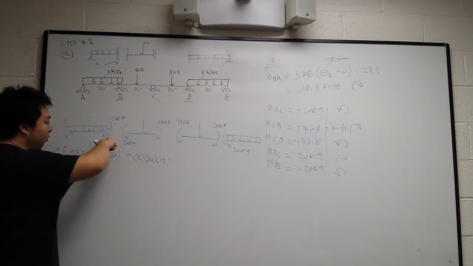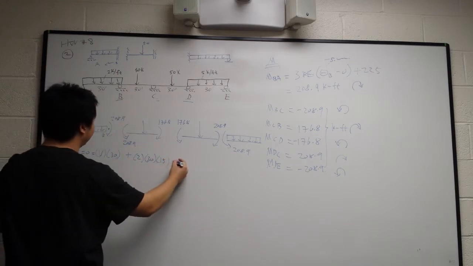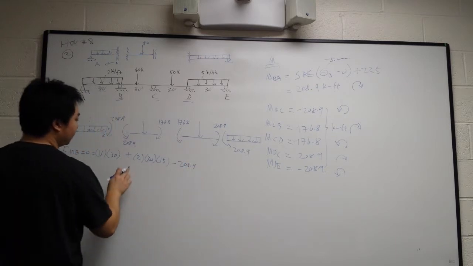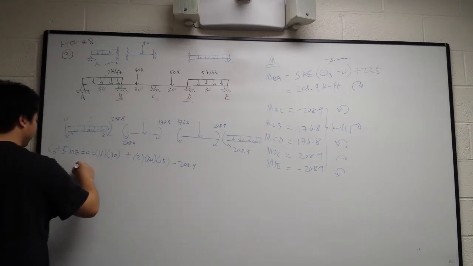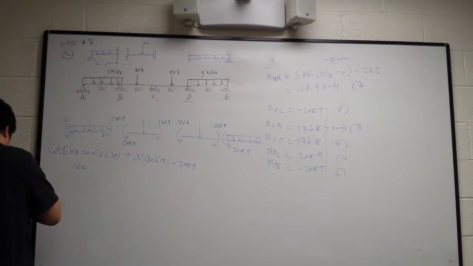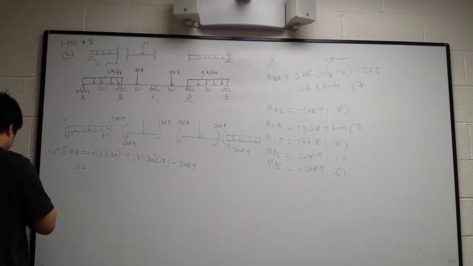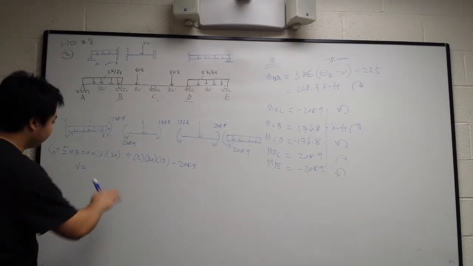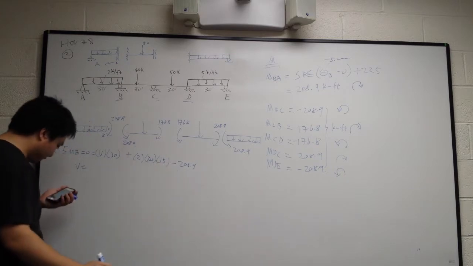And you have this moment here, so opposite. So you're going to minus 208.9. So if you do that, your shear should be negative, minus. Okay, so I'm looking for V1. I'll take the calculator to calculate this for me.